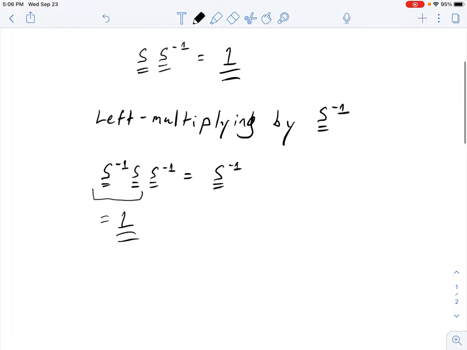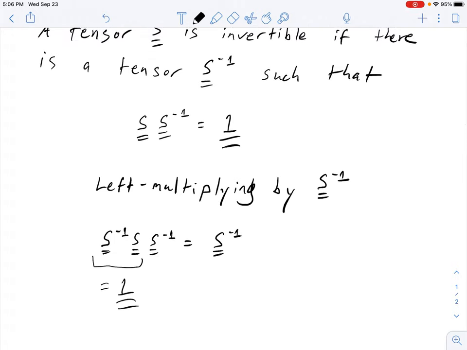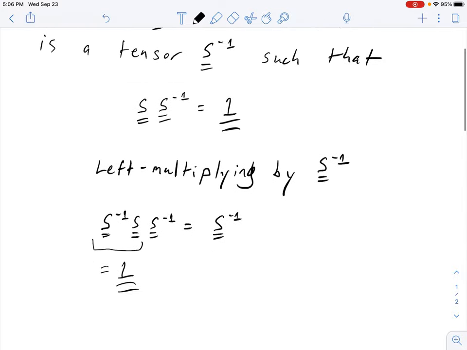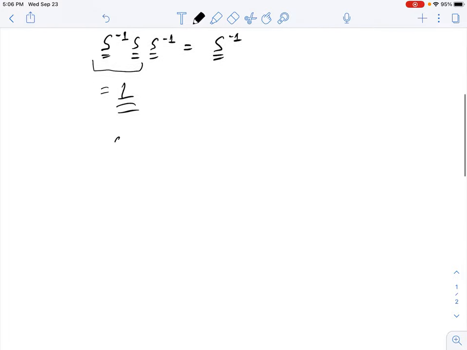Which is to say that if S times S inverse is equal to the identity, then S inverse times S is equal to the identity. So S is equal to the inverse of S inverse, if it exists.